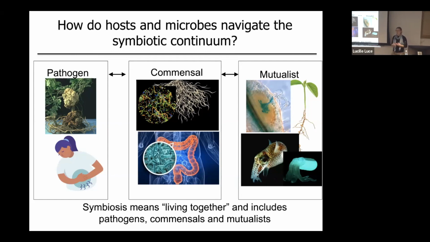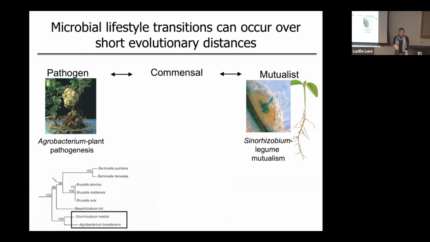But I've been really interested in how hosts and microbes navigate this continuum. So do hosts get to decide, do microbes decide, and how, when they come together, does that interaction determine the outcome of this interaction? And so from my PhD work, I learned that these changes can actually occur over very short evolutionary distances. And so Agrobacterium, our plant pathogen, and Syringomycin, a mutualist, are actually very closely related. In the box is Syringomycin, which is very closely related to Agrobacterium, which is also in the box. That's a plant pathogen.